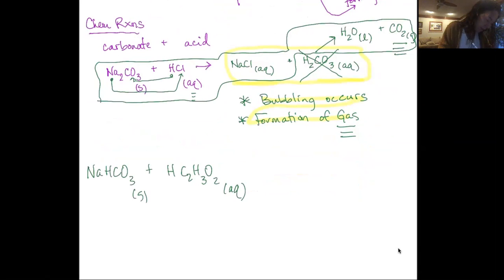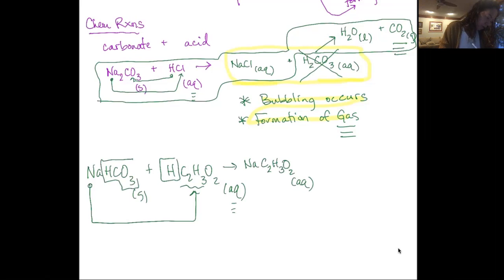So what are we going to get? Sodium will go with our acetate. Anything with a group 1A or with an acetate will dissolve in water, and we do have water present. Now we've got the H going with HCO3, which once again would make H2CO3, but it's really going to make water and carbon dioxide gas.